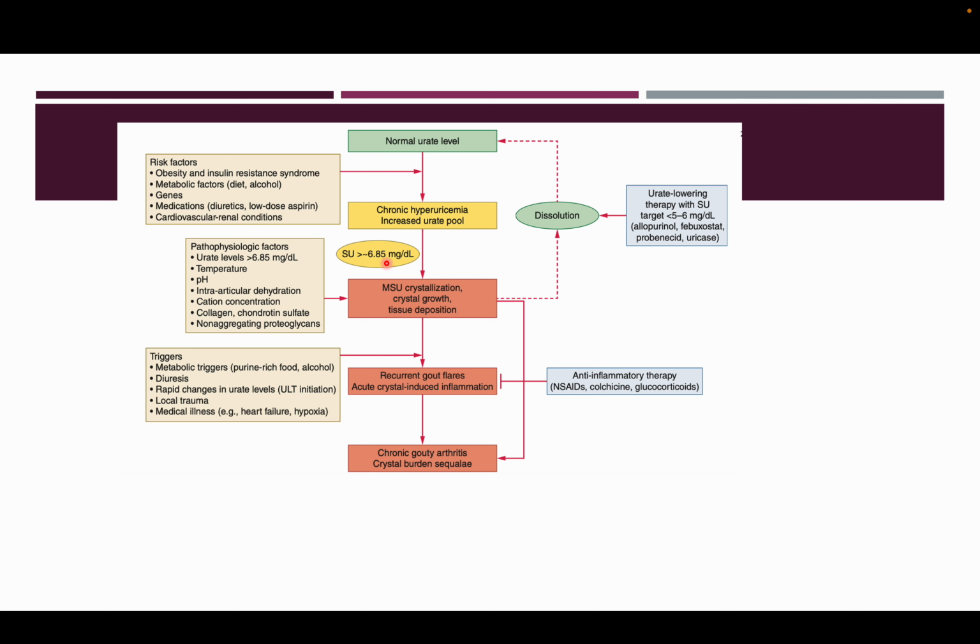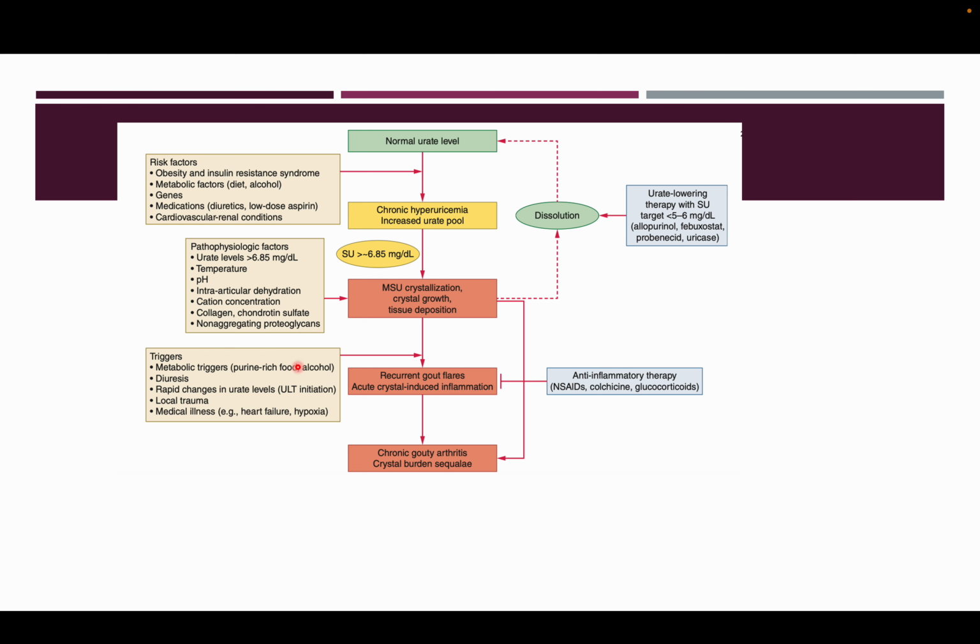So they can cause urate levels of more than 6.85 milligram. They cause crystallization. After recurrent flares, it takes 5 to 10 years to develop chronic gout. Initially, acute crystal-induced inflammation is not erosive. After that only do they get chronic gout. Initially, you manage with NSAIDs and colchicine and sometimes glucocorticoids. In between, you start allopurinol or febuxostat.